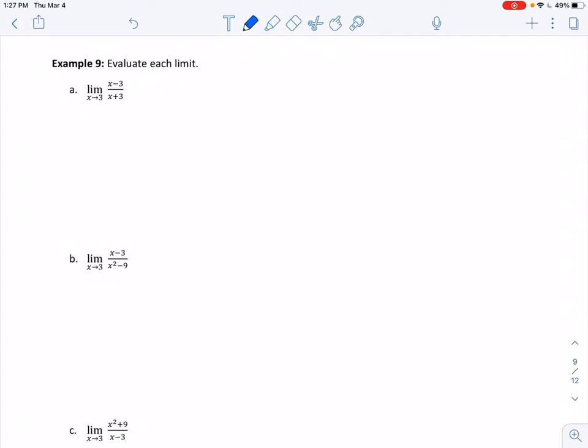I'm going to start just by taking 3 and plugging it into my function. If you're not sure where to start, that's always a good bet. So we're going to take x equals 3 and plug it in. We get 3 minus 3 divided by 3 plus 3. Here I end up with 0 divided by 6. And this is actually somewhat of a trick question.